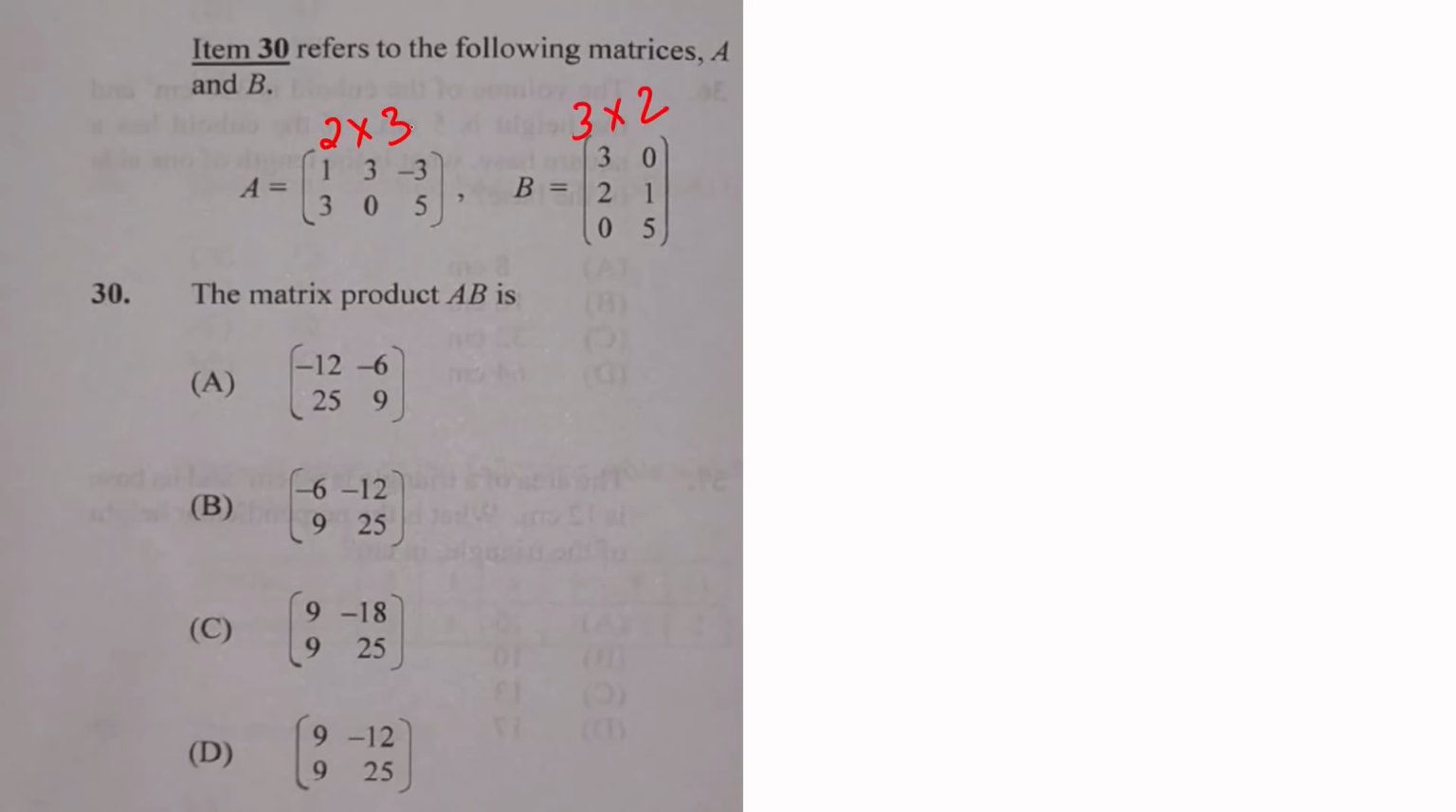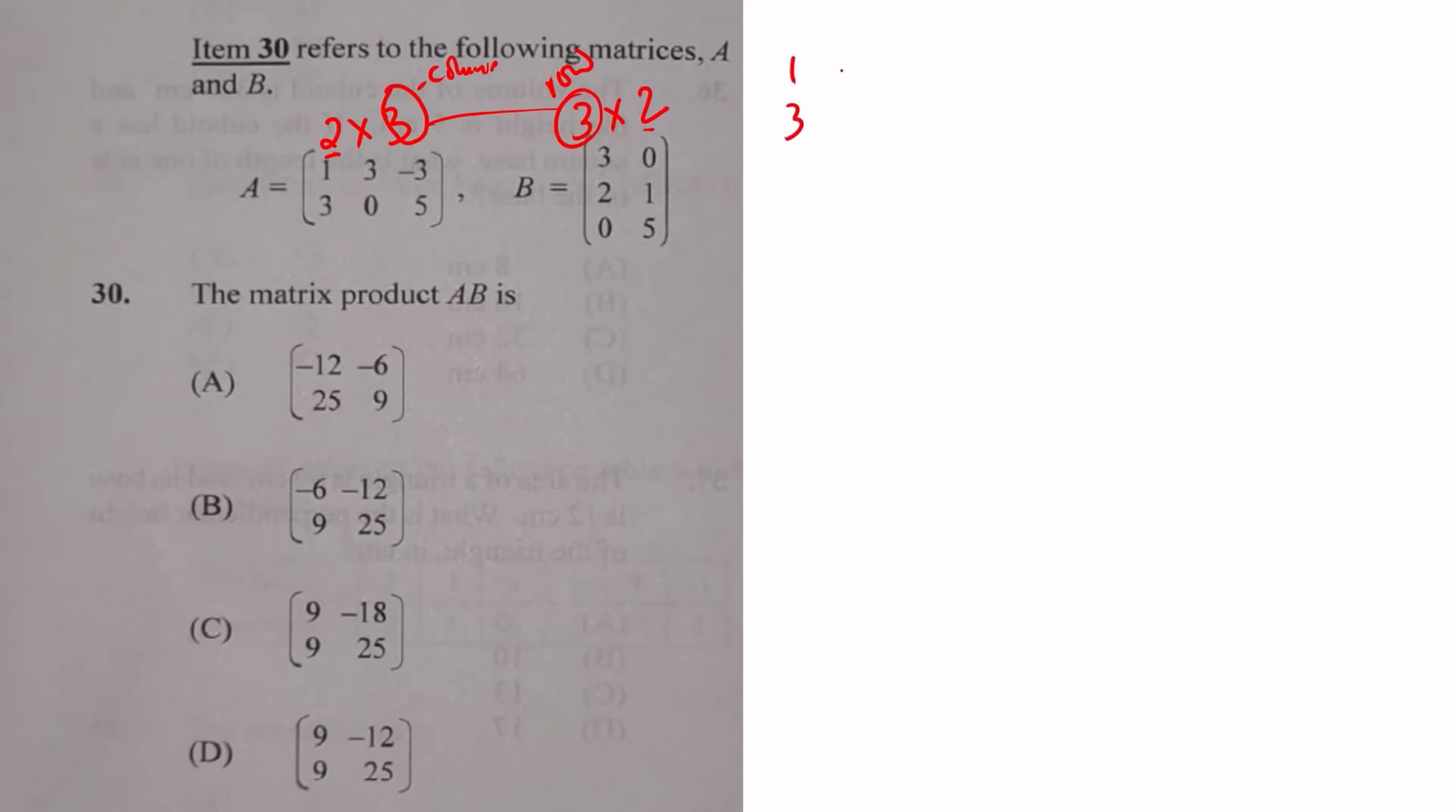So we know that the number of columns in the first matrix must be equal to the number of rows in the second matrix. So naturally, we can see that they are both equal. So hence, we are going to get a 2x2 matrix. So a 2x2 matrix is going to be left. So let's go ahead and multiply.